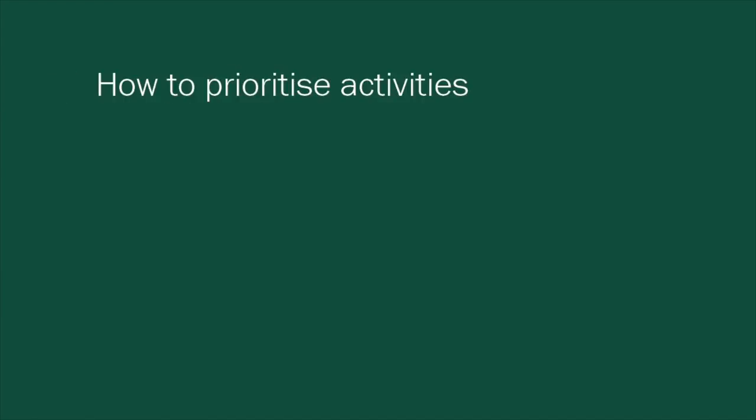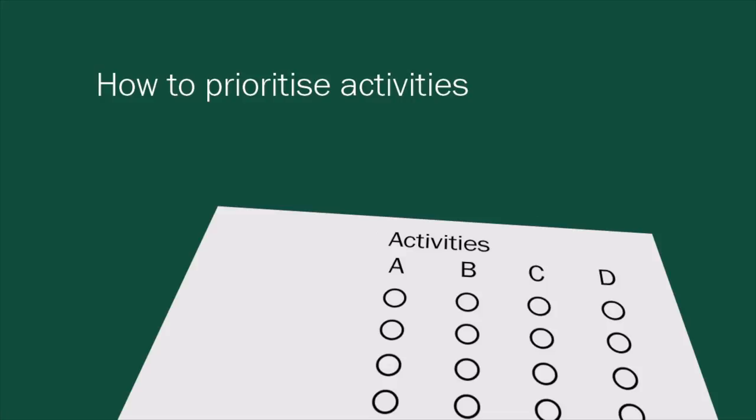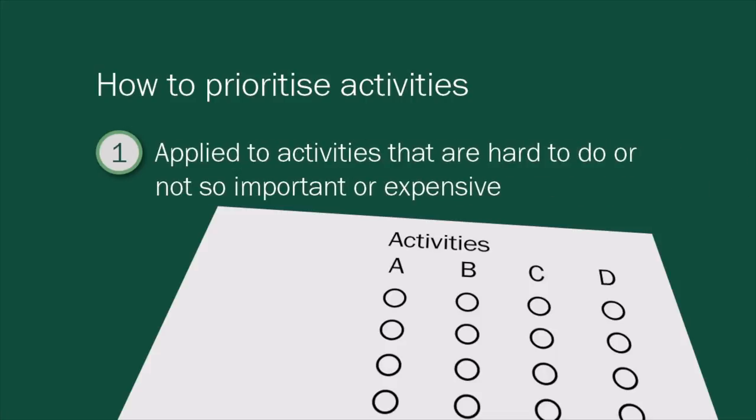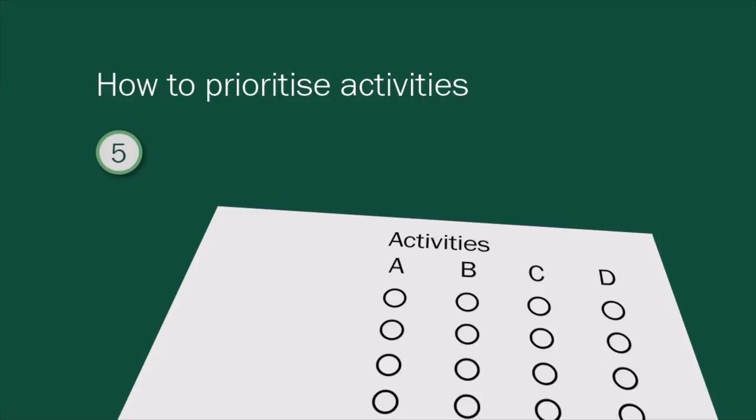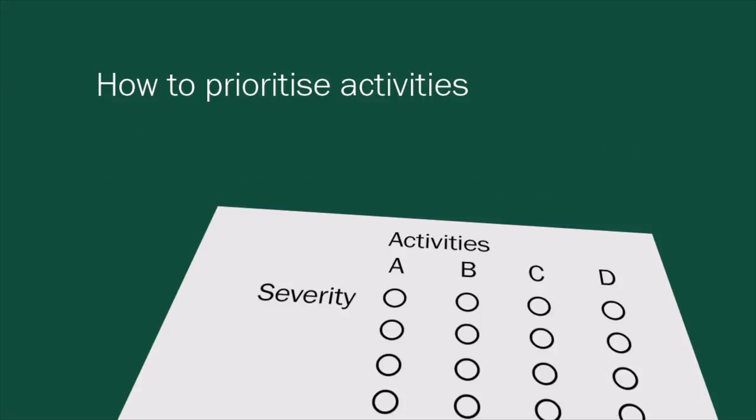There are many ways to prioritize activities. The following method is practical, effective, and straightforward to apply. All the activities that could be carried out are listed. And then for each activity, a scale of 1 to 5 points is applied in 4 categories. 1 is the lowest score and is applied to categories that are hard to do or not so important or expensive. 5 is the highest score and is applied to activities that are relatively easy to do, very important, or comparatively cheap. The 4 categories to be scored for each activity are severity.